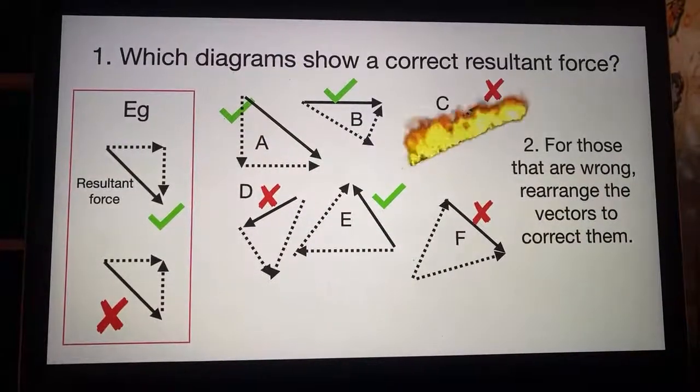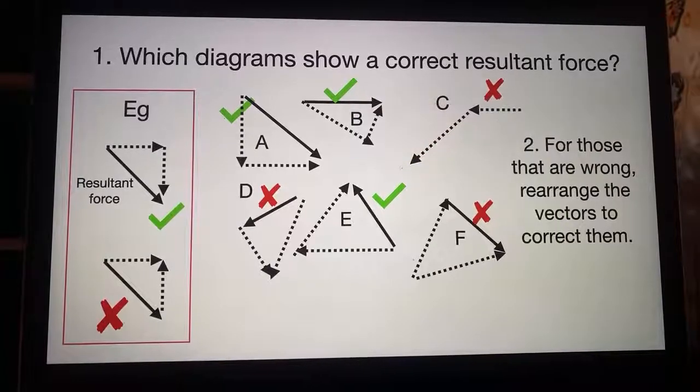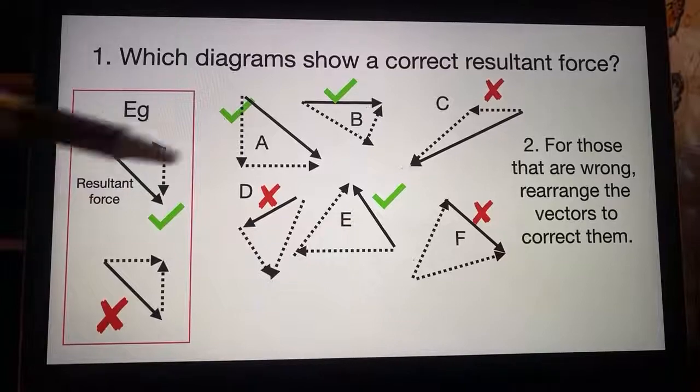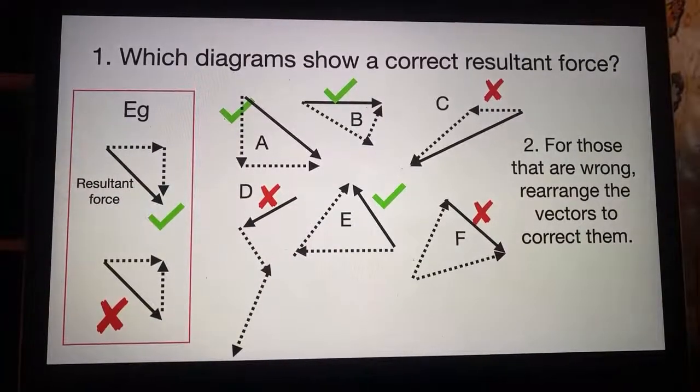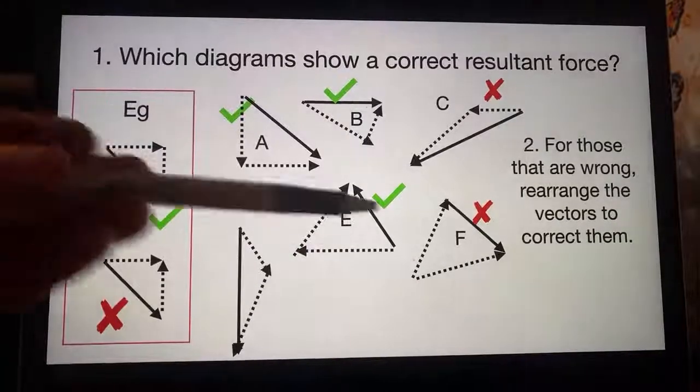So if you were going to correct those, you would use an awesome burning PowerPoint effect to turn that arrow on C around the other way. That's all you need to do. D, you would need to just move those vectors around so that they were head to tail. There we go, like that. And you'd have to do the same with that with F as well.